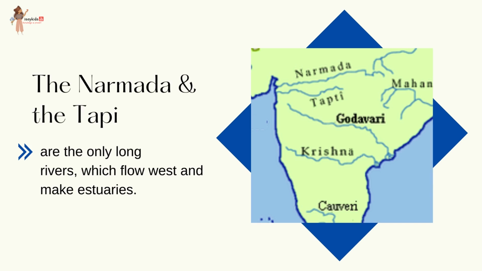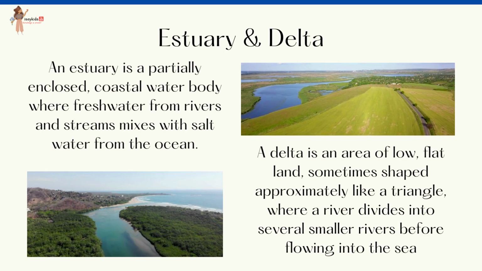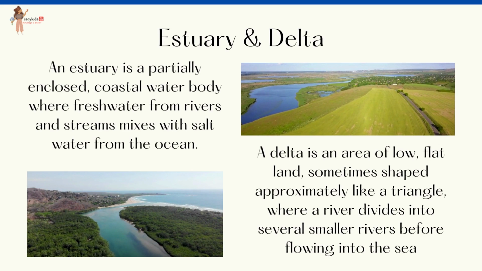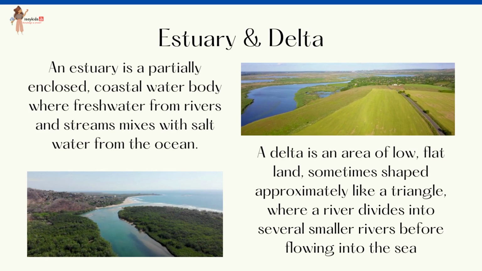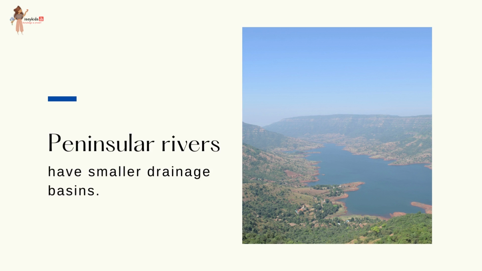There are numerous small streams flowing west of the Western Ghats. The Narmada and Tapi are the only long rivers which flow west and make estuaries. Remember, an estuary is a partially enclosed coastal water body where fresh water from rivers and streams mixes with salt water from the ocean. The drainage basins of the peninsular rivers are comparatively smaller in size.